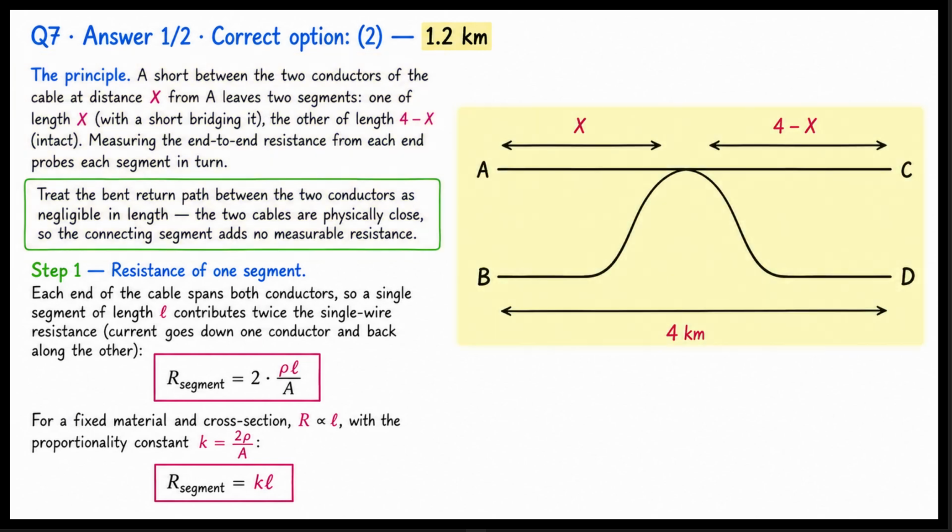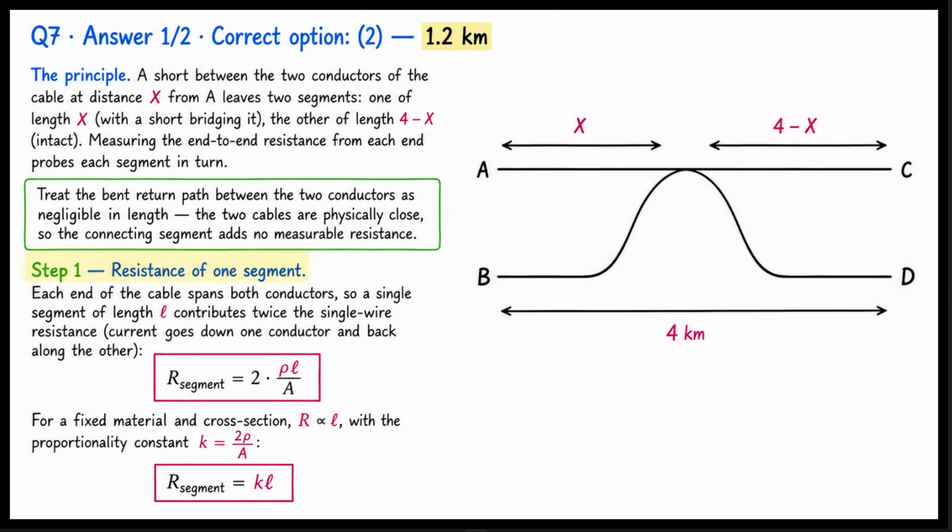Before any algebra, let us redraw the cable. The figure shows 2 parallel conductors, A above and B below, joined at both ends. Somewhere between A and C, the conductors are connected by a curved line representing the short. We ignore that curved segment because the 2 conductors run side by side and the short adds no measurable length.